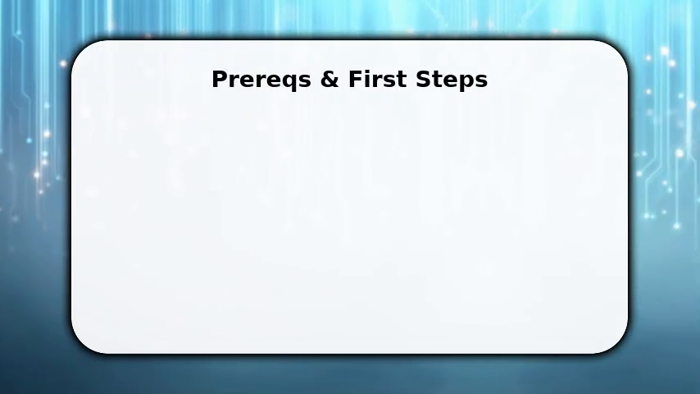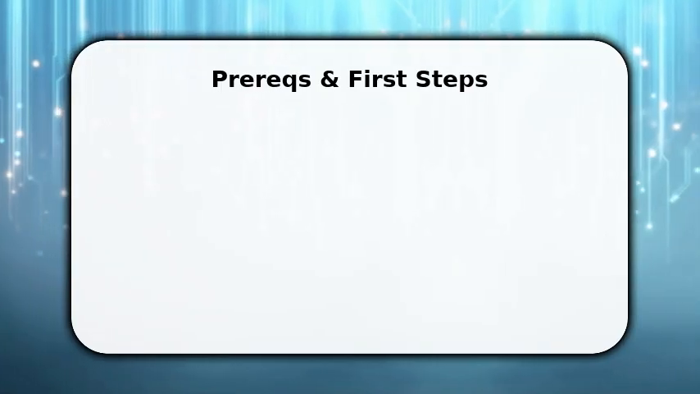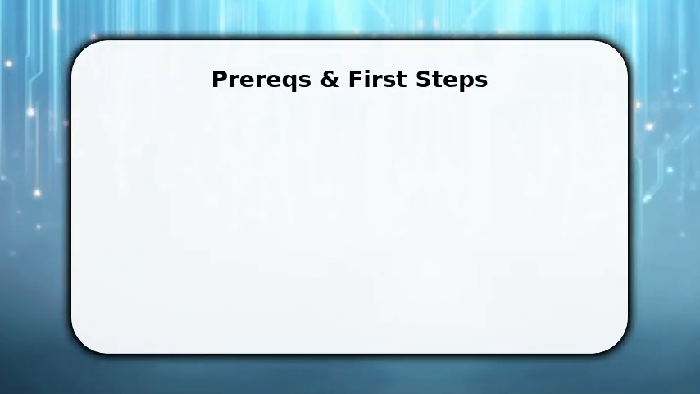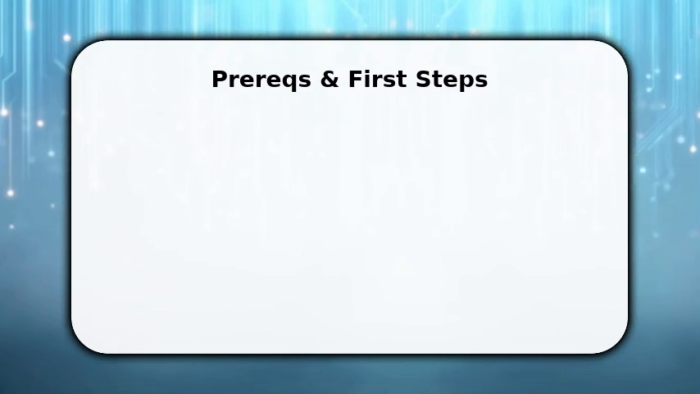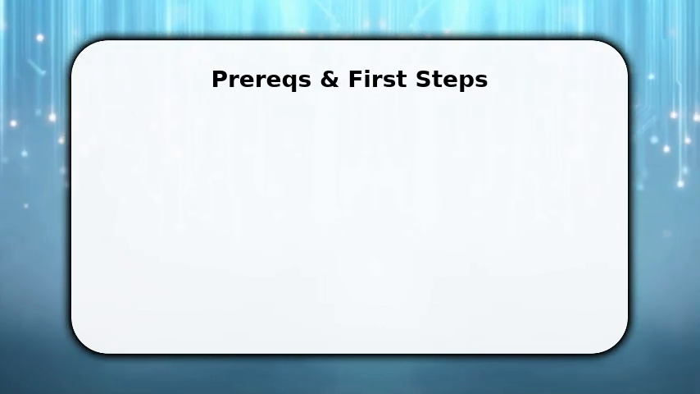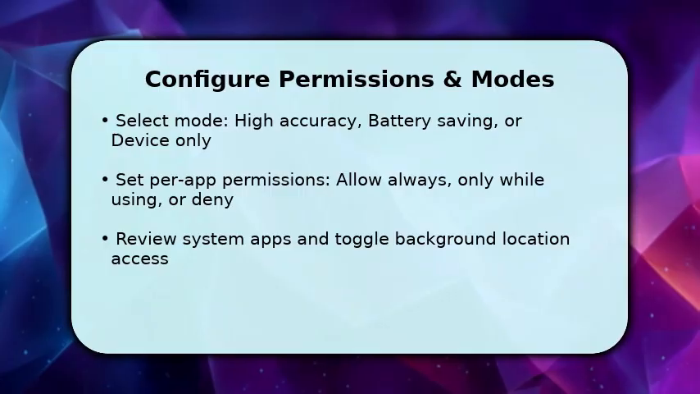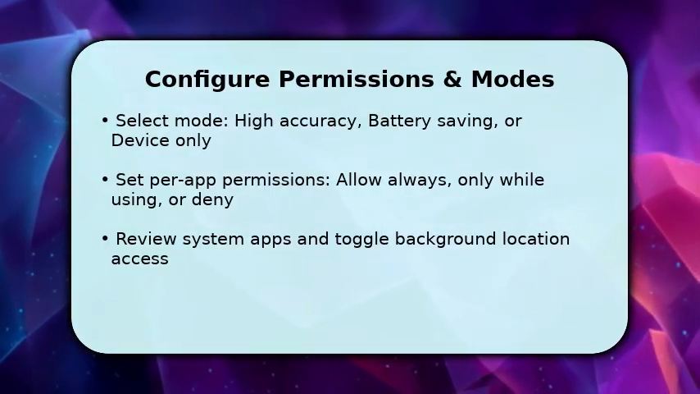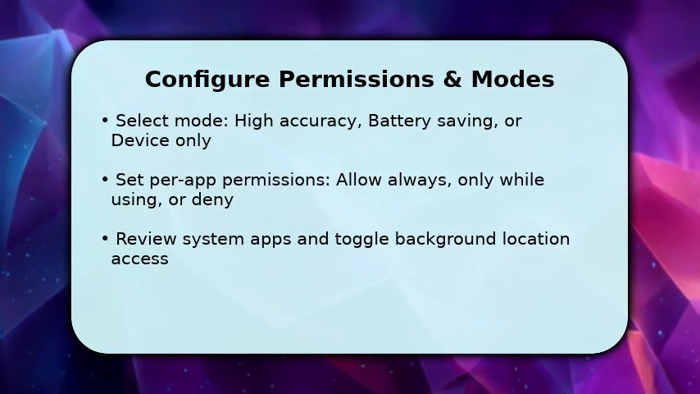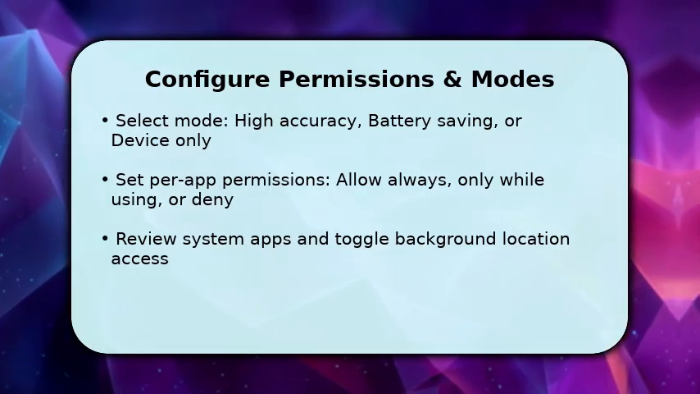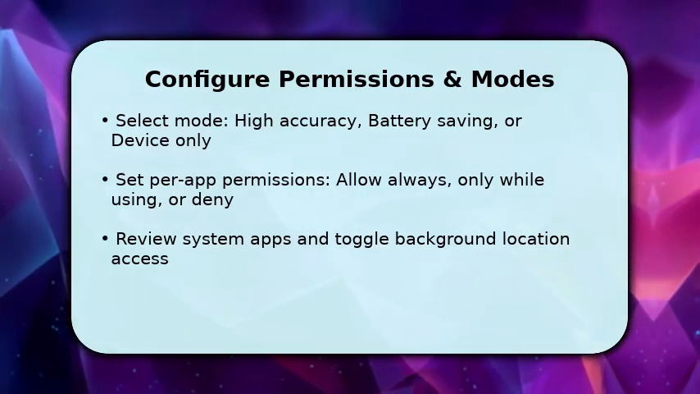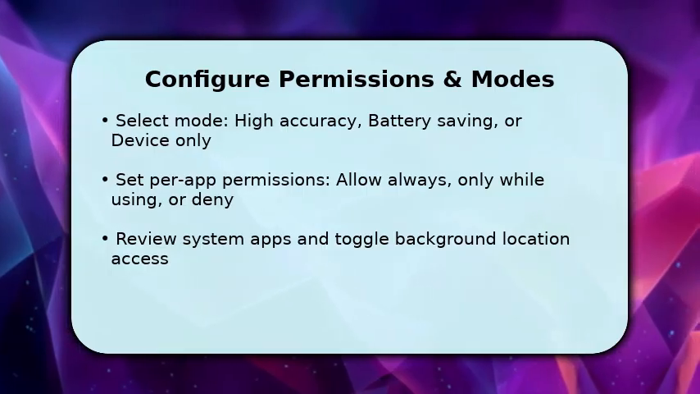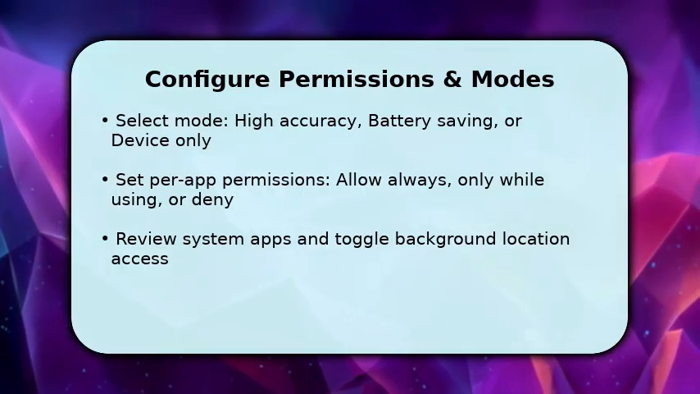Tap into Location Services on iOS, or Location on Android, and prepare to change the global switch. This is the first actionable toggle you must flip. With global location on, you next choose the accuracy mode. High accuracy uses GPS, Wi-Fi, and mobile networks for best results, while battery saving reduces power draw. Pick based on need.